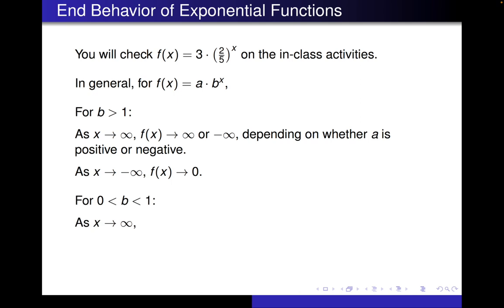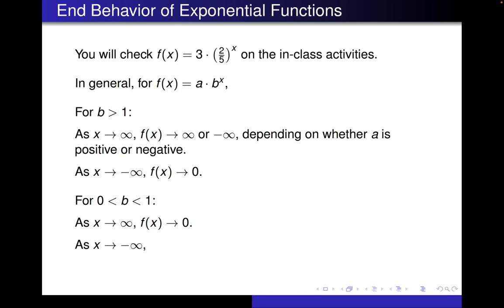Now, if b is between 0 and 1, as x goes to infinity, in this case, our f of x is going to go to 0 no matter what. You'll see how this works on 2/5 to the x. Whether your a is positive or negative is going to make no difference. If they're positive numbers getting close to 0, negative numbers getting close to 0, they're all going close to 0.